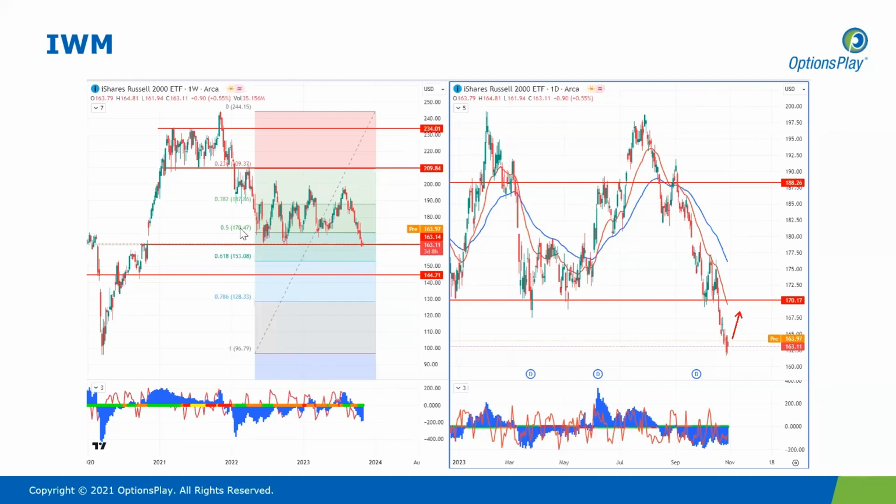And small caps have been weaker, relatively speaking, against the large cap indices like the S&P and the NASDAQ for quite some time. So I don't expect too much of a bounce here for IWM, even in a more bullish environment. I think if we do get into a more bullish environment in the next week or two, I'd still look for exposure in large cap indices as opposed to IWM.